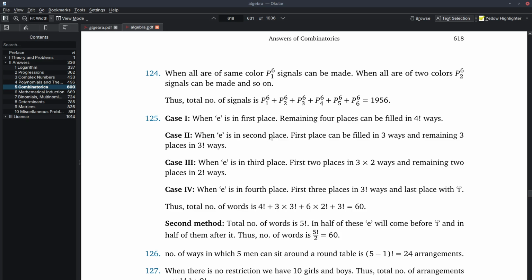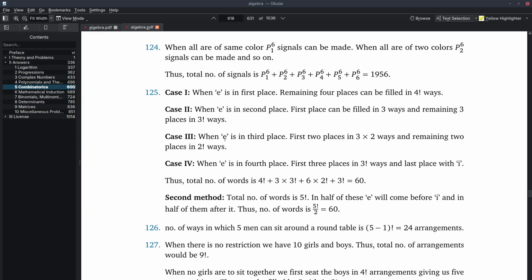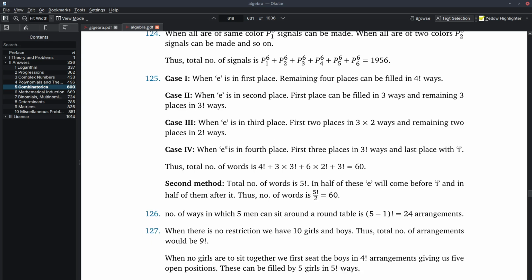When E is in the second place, first place can be filled in 3 ways and remaining 3 places in 3 factorial ways. When E is in the third place, first 2 places can be filled in 3 multiplied by 2 ways and remaining 2 places in 2 factorial ways.